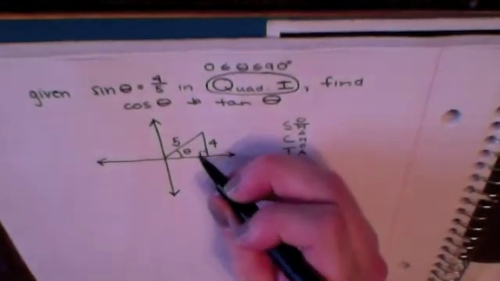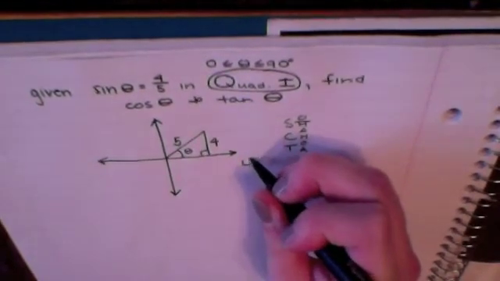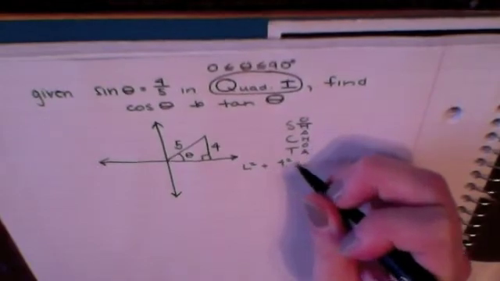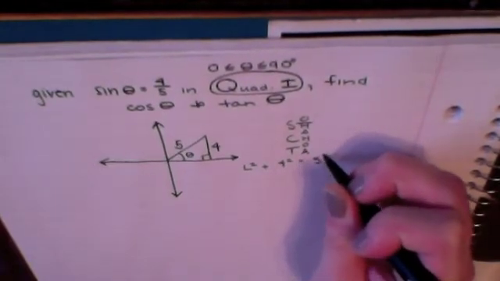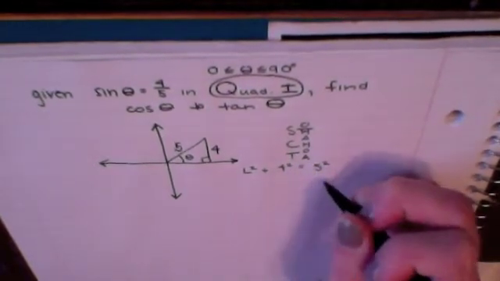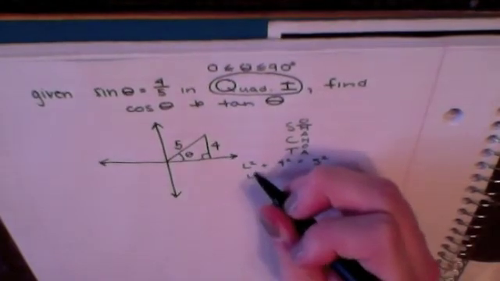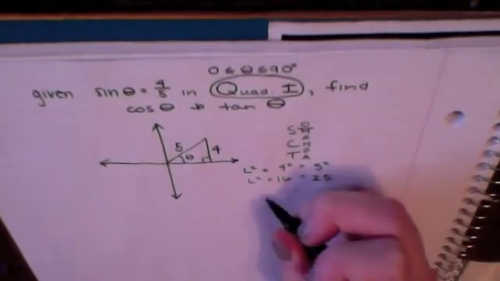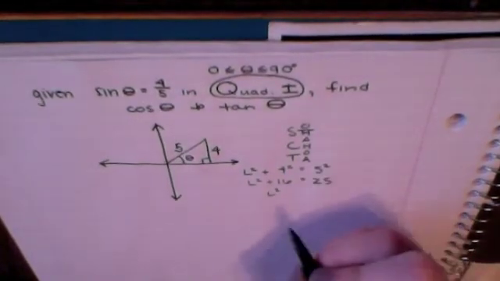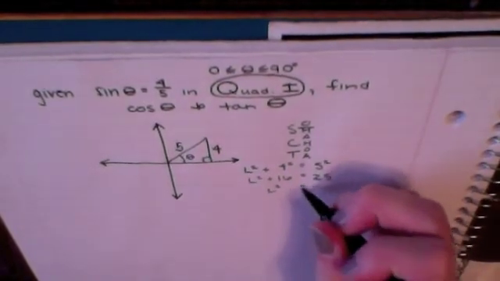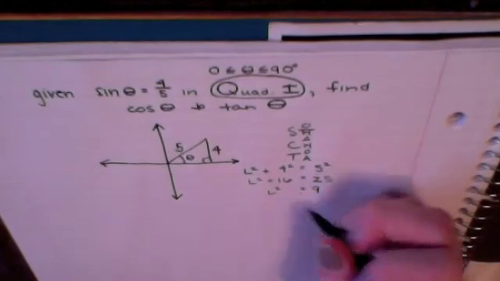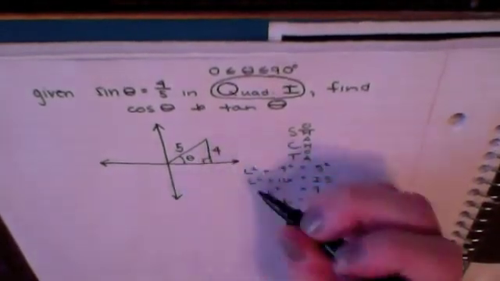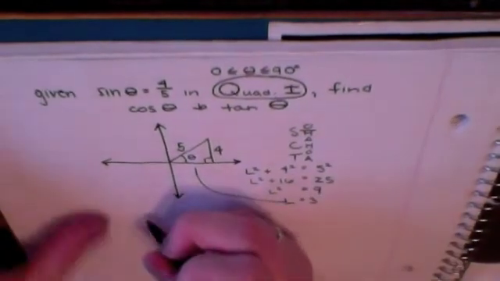This is a right triangle, so I can now use my Pythagorean theorem. L squared plus 4 squared is equal to 5 squared, because leg squared plus leg squared is equal to hypotenuse squared. Let me do a little bit of math here. Isolate my variable L by subtracting 16. Leg squared is equal to 9, so my leg is equal to 3. So my adjacent side here is 3.